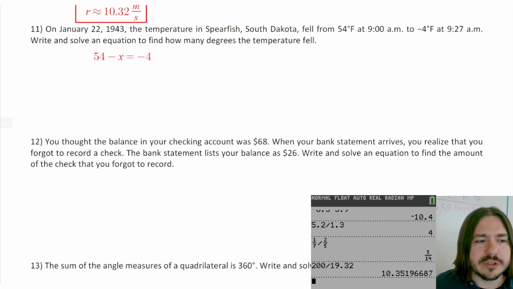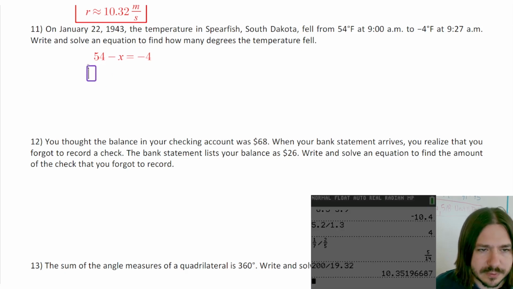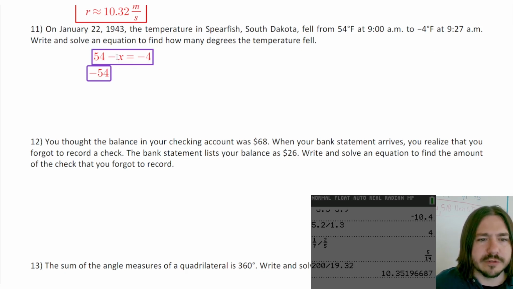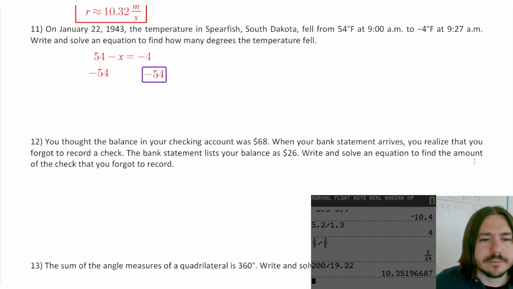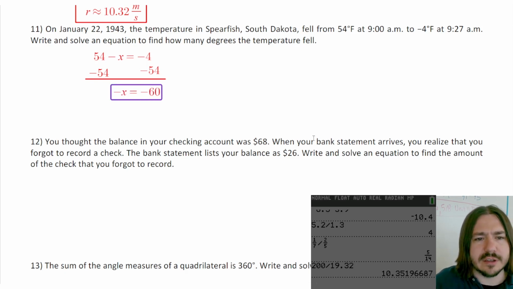So what I can do here is I'm going to start by subtracting 54 from both sides. This is actually going to be a 2-step equation. I suppose you could set it up for it to be a 1-step equation, but I think setting it up this way is going to be more intuitive. 54 minus some number equals -4. So we're going to subtract 54 from both sides, and that's going to give me -x, which is the same as -1x equals -60, or no, 58. Okay, so yeah, I said 60. My spoiler was off. See, that's what happens when you try to do too much work in your head.